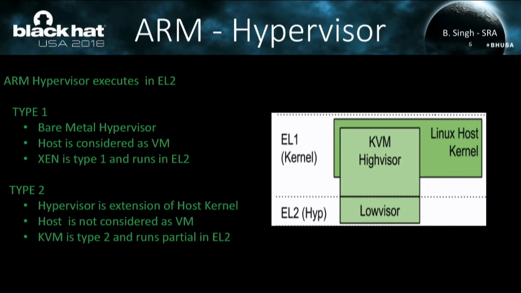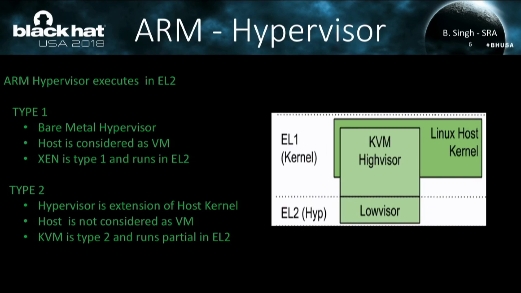And type 2 hypervisors are the extension of the host kernel. So that's why the host kernel is not considered as a VM in that. And KVM is a type 2 hypervisor. And KVM runs partially in EL2. So for ARM, KVM has two components, a low visor and a high visor.